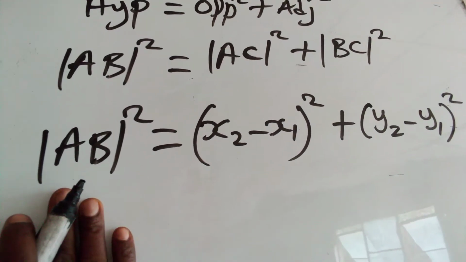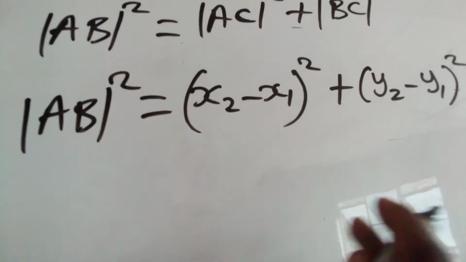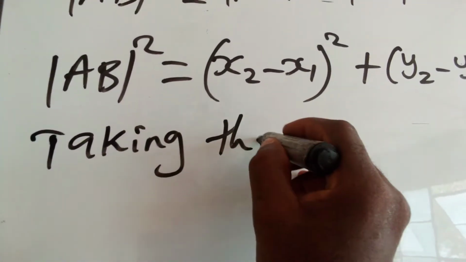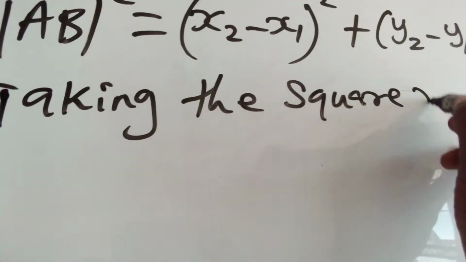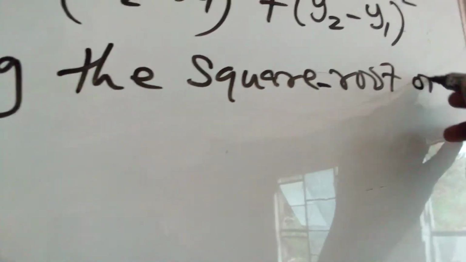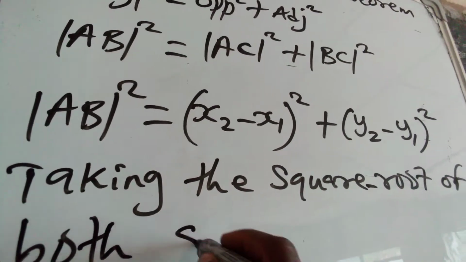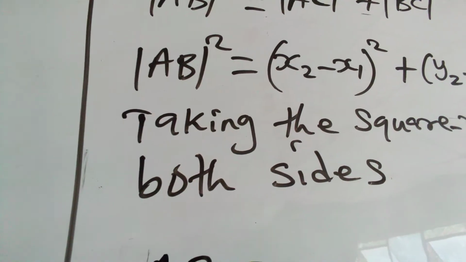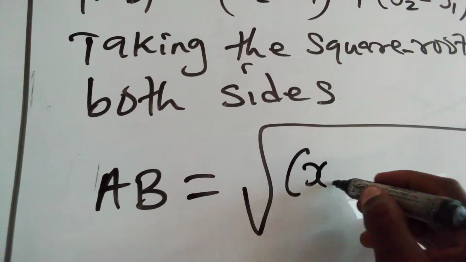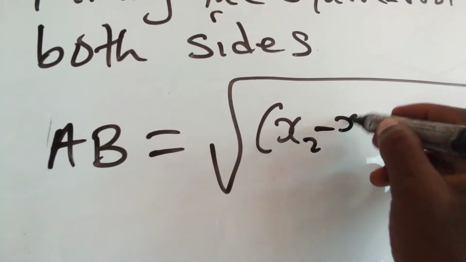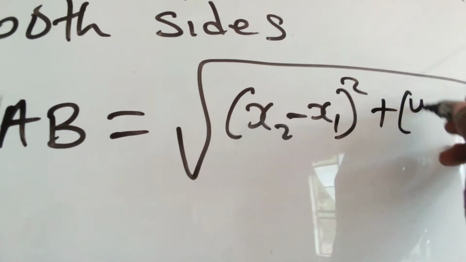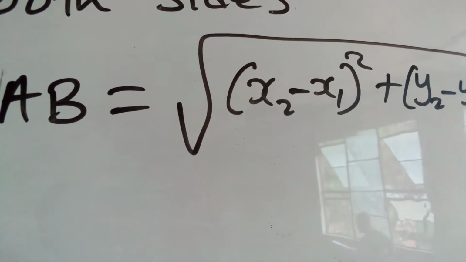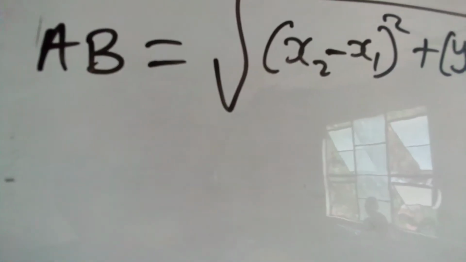Then for you to get your AB, you can square root both sides. Taking the square root of both sides, if you take the square root of this, it will give you AB. We now have AB equals the square root of S2 minus S1 square plus Y2 minus Y1 square. So this is now the formula that will give you the shortest distance between any 2 points.